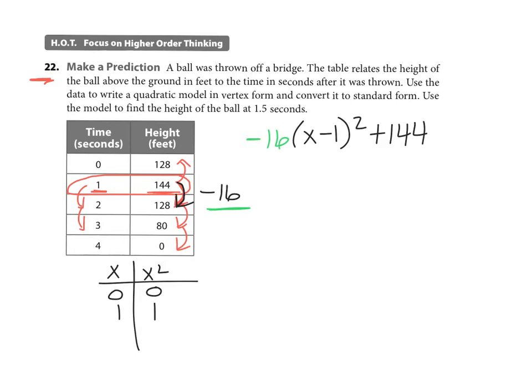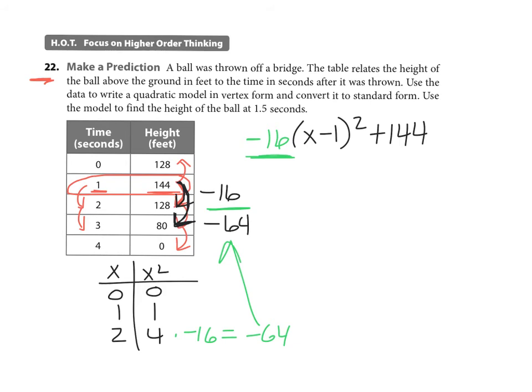Now, let's double check that. If I go 2 squared is 4. Okay, how much did this one change? If I go from the vertex to the second one, that one went down. What's 144 minus 80? That is a negative 64. Okay, so let's see. If it should have been 4, what's 4 times negative 16? That is a negative 64, so that does work. So there it is in vertex form.